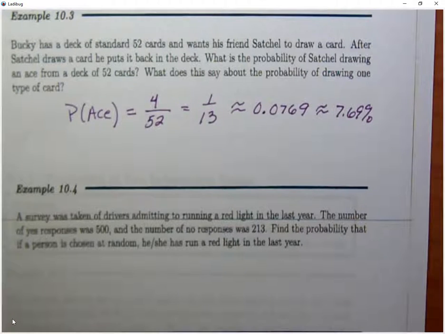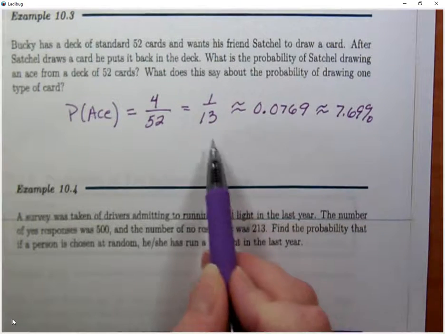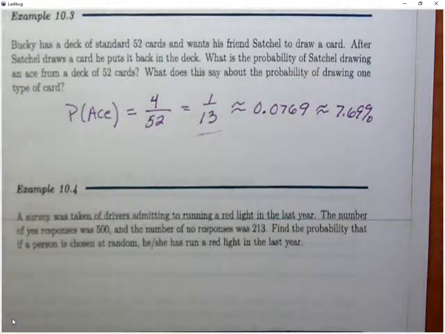What does this say about the probability of drawing one type of card? So if we were talking about the types being a number or an ace, it's not really very clear, but I think this would apply to all of them because there's 4 of each number or ace or face. But if we were talking about suits, that's a little bit different, and you'll have some problems pertaining to that, or colors as well.